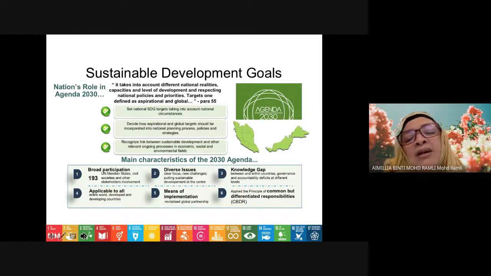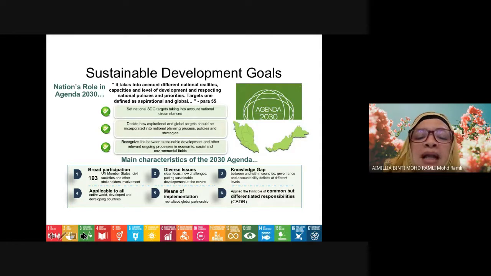And there are main characteristics of the 2030 agenda. Broad participation of all the countries is needed. There are 193 countries in this world. Okay, but that's the number. And then there are actually 2 other bodies in the UN that are not included and do not have UN membership. They are the Holy See, which is the Vatican State, as well as Palestine. Yeah, Palestine is only given an observer status in the UN, so it's not recognized as a country in the UN. Okay, so the second part, diverse issues.